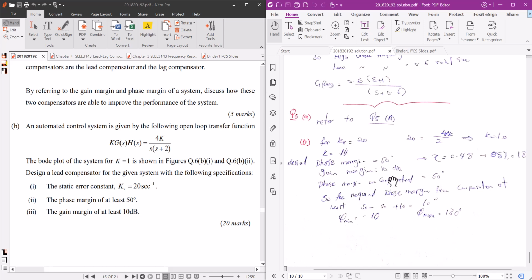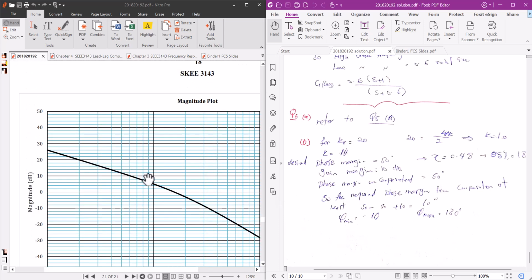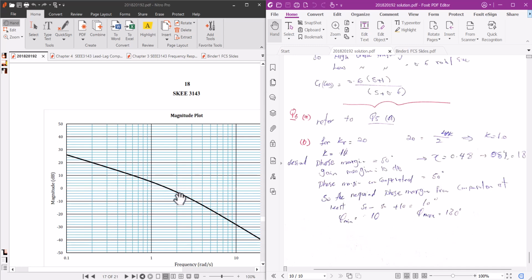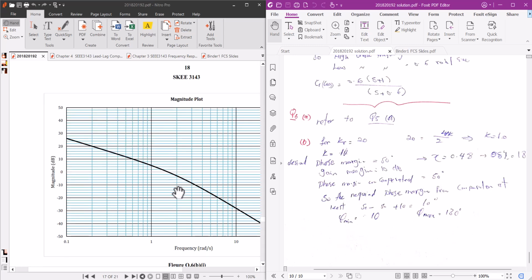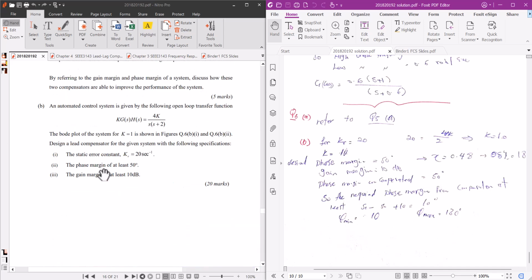And here these are the compensated system. So here you can see its values. The lead compensator on the given Bode plot, the solution is shown in this. Lead compensator of the given system with the following specification, right.